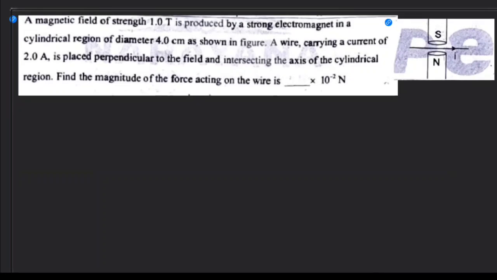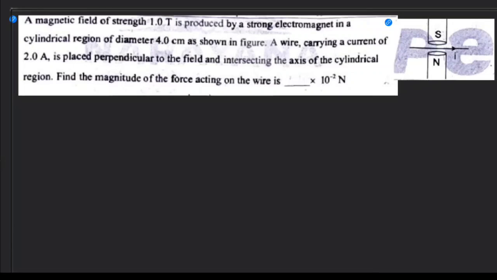This is the next question. The magnetic field of strength 1 Tesla is produced by a strong electromagnet in a cylindrical region of diameter 4 cm as shown in the figure. A wire carrying a current of 2 ampere is placed perpendicular to the field and intersecting the axis of the cylindrical region. Find the magnitude of the force acting on the wire.